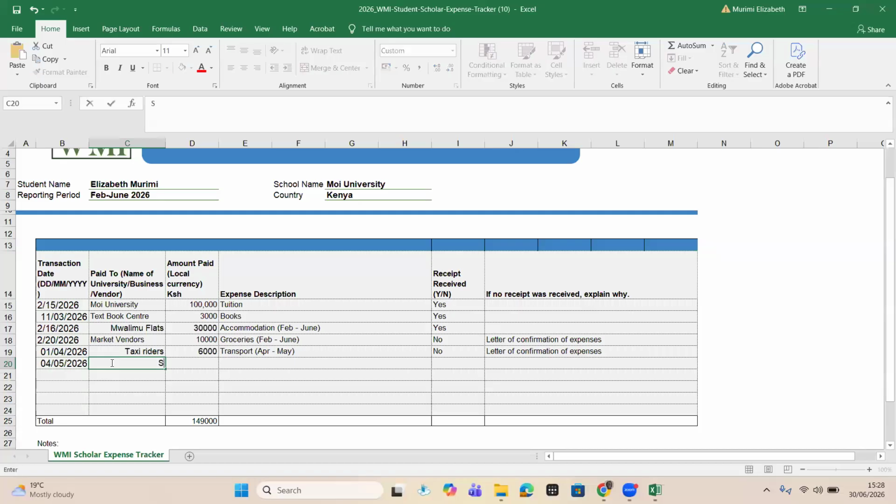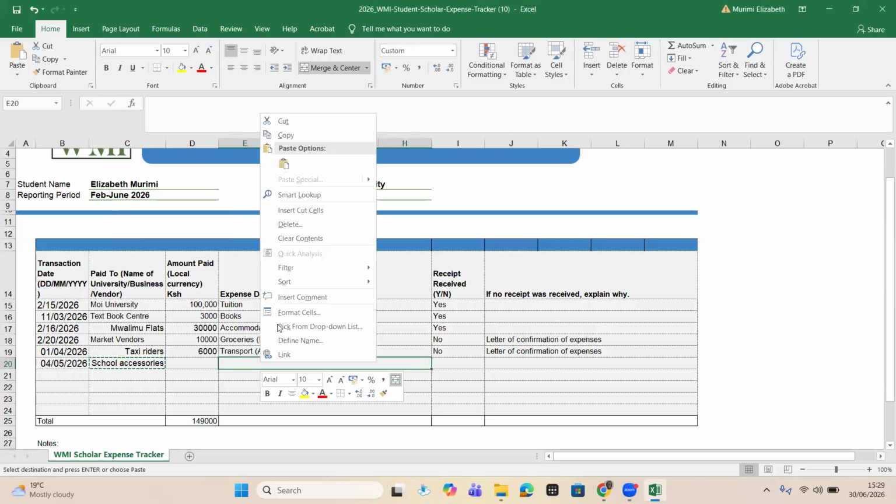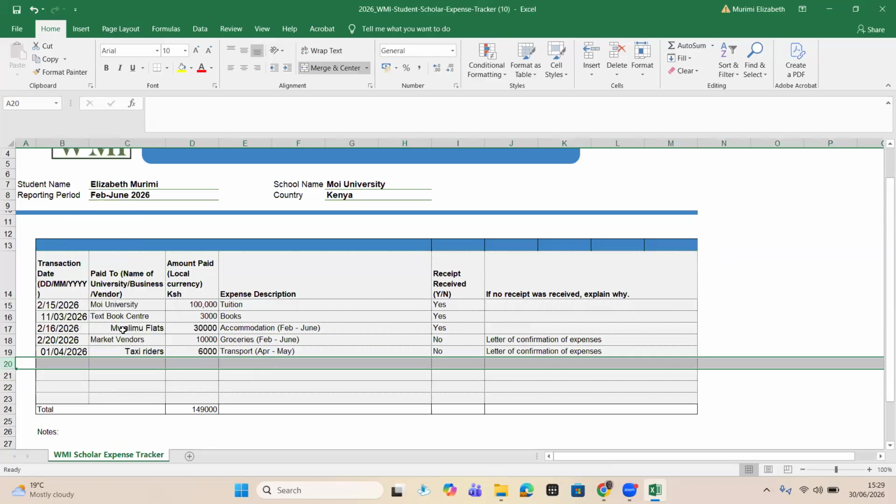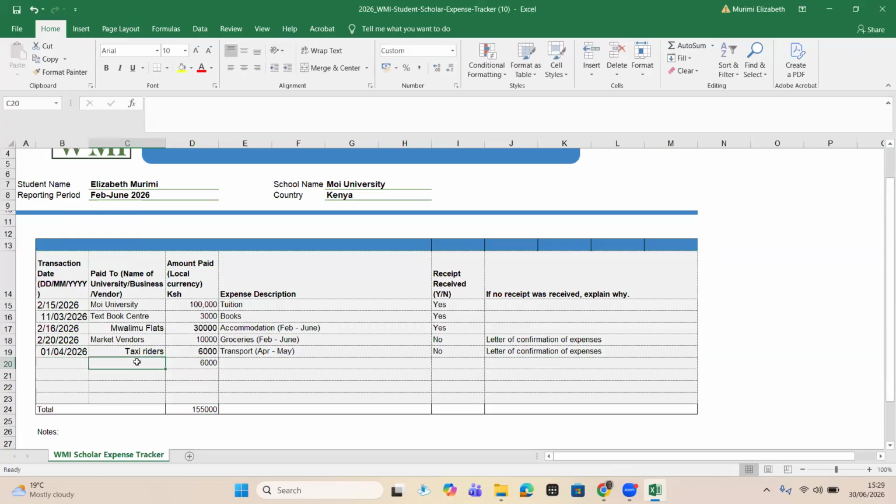I bought some accessories, school. No, this would be, let's see, this would come here. School accessories, okay. So that will be 6,000. $149. There's a problem here. So let's just leave this out. So in case you find there's an issue, let me see. Yeah, 155,000. So it seems when I'm trying to copy paste, it's bringing an issue.